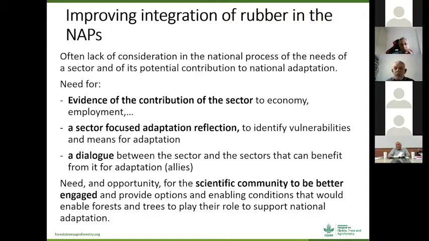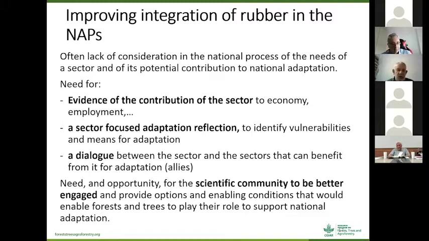But what can we do right now? There is often a lack of consideration in national processes for some sectors, and we need to provide evidence of the contribution of the sector to the economy and employment. Big numbers on smallholders, for instance. A sector-focused adaptation reflection to identify vulnerabilities and means for adaptation is good both for the sector itself and to become integrated in national efforts.